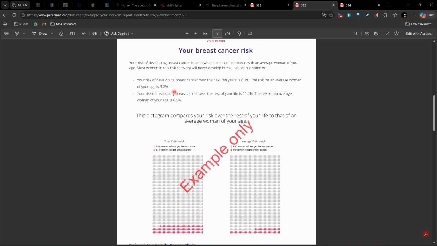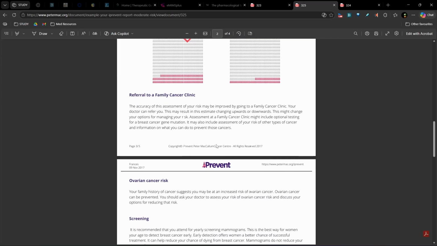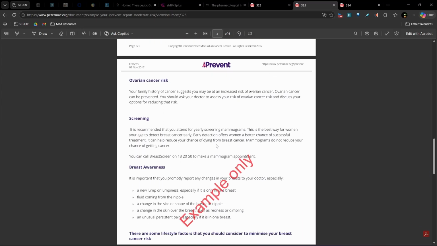iPrevent will then tell this patient of their risk, both the 10-year risk as well as the residual lifetime risk, and in this case it is 6.7%, 10 years, and 11.4%. This puts her at the average risk. They put some information about being referred to a familial cancer clinic, and so this patient is in a moderate risk category. They can consider referral to a family cancer clinic should they want to have a more precise risk assessment and calculation. They also provide information about the patient's ovarian cancer risk, essentially saying that because you have a family member with ovarian cancer, you are at an increased risk. And so that's something they should be aware about.